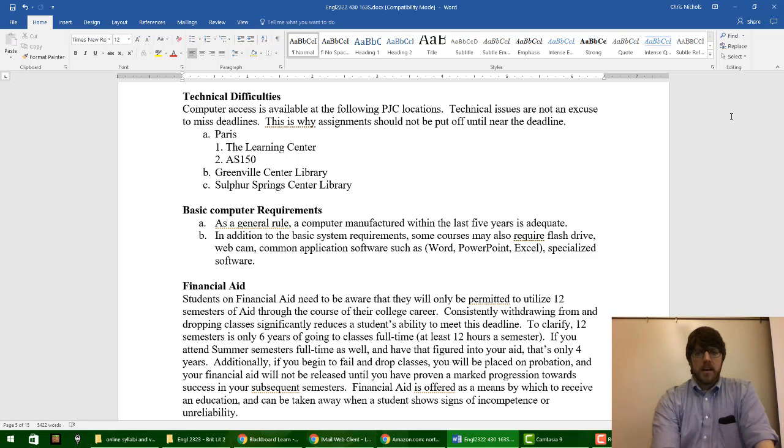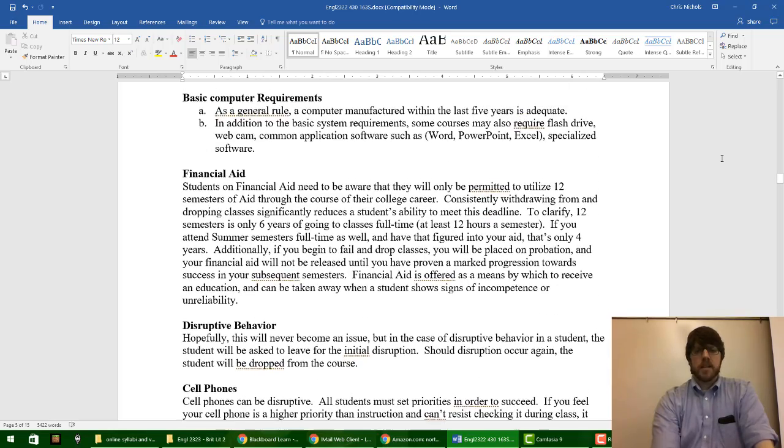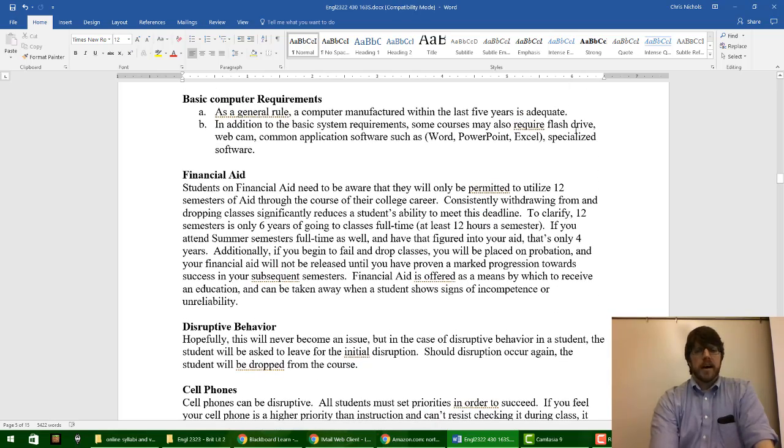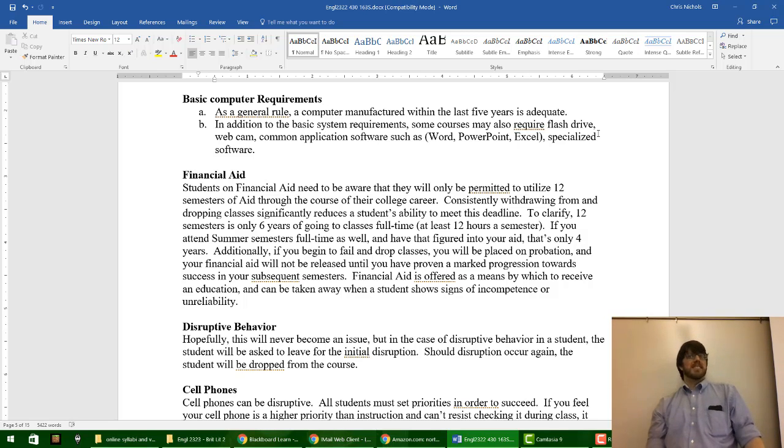Sorry about that, guys. Now, basic computer requirements. As a general rule, a computer manufactured within the last 5 years is pretty adequate. In addition to the basic system requirements, some courses may require a flash drive, webcam, common application software such as Word, PowerPoint, Excel, and specialized software. You'll have to have Word for my class, but that's it. If you wanted to calculate your grades pretty easily later, you might want Excel.